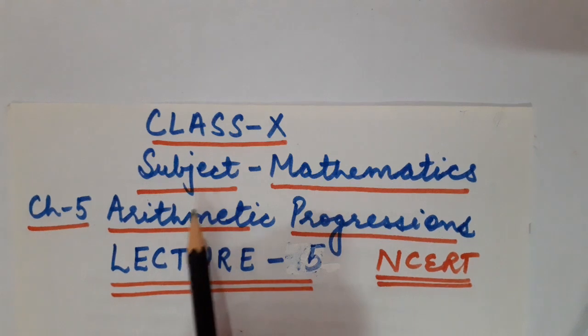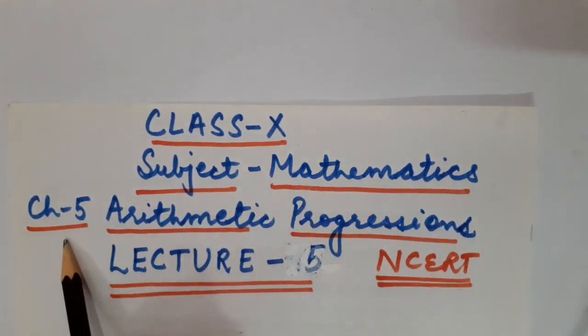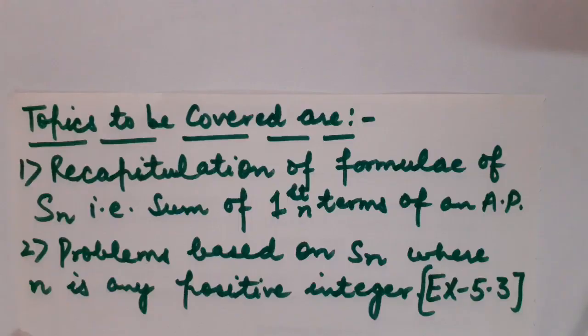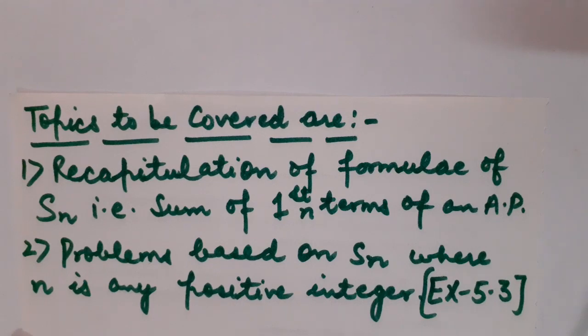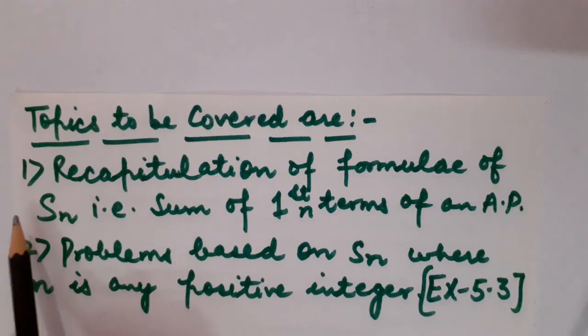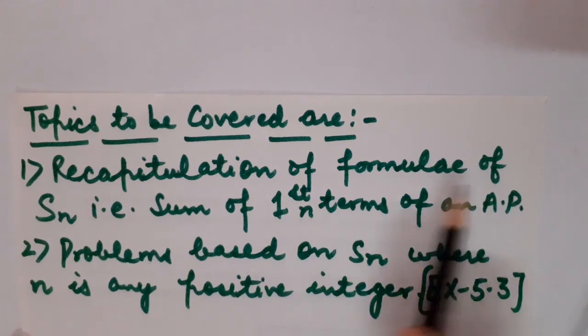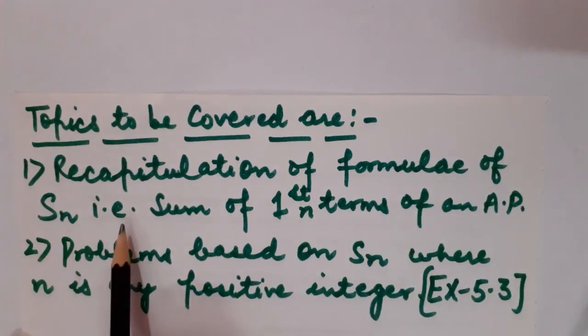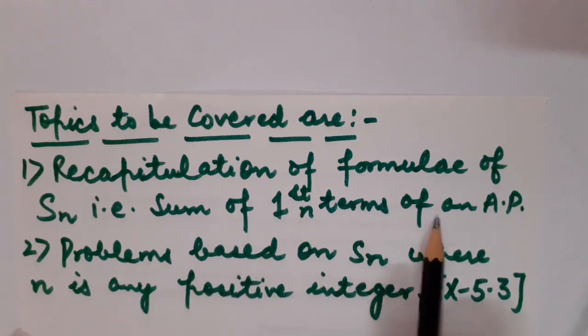This is class 10th, subject mathematics, chapter number 5, arithmetic progressions, lecture number 5, and children, the content I am going to cover from NCERT. Children, in my previous lecture, that was lecture number 4, I made you understand the derivation of sum of first n terms of AP. Fine. And after that, we did some problems based on sum of first n terms of AP. Correct, student? So the topic which I am going to cover today, number 1, recapitulation of the formulae of Sn. This Sn is actually the sum of first n terms of an AP.